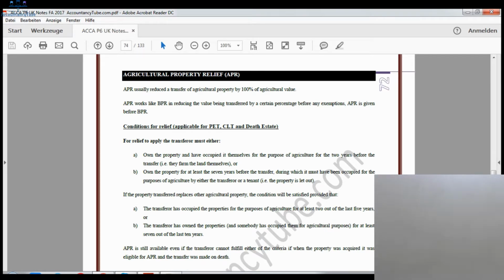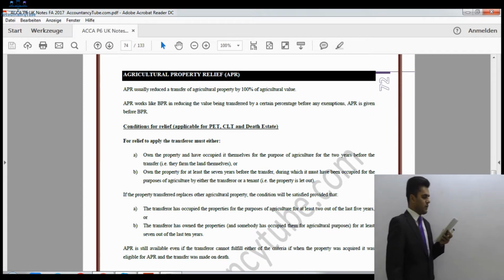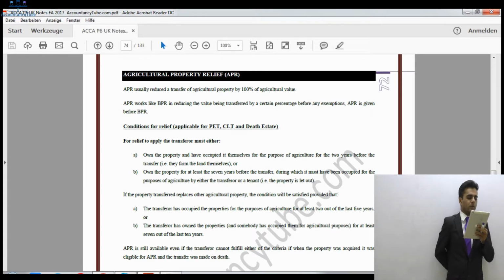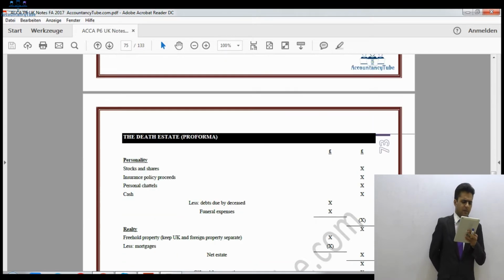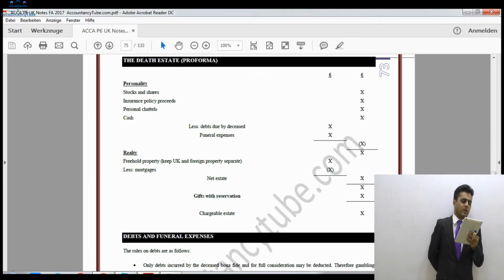Right then, if you could move on to the next page. Next is the death estate. We have already seen death estate in our previous video lecture. It is exactly the same thing. First we'll look at the personalty: stocks and shares, insurance proceeds, personal chattels, cash, and if you have any dues, we'll deduct those, and the funeral expenses will be deducted. After that we'll look at the realty, in which the property will be taken and we'll deduct the mortgage out of that. That would be our net estate after deduction of the mortgage.